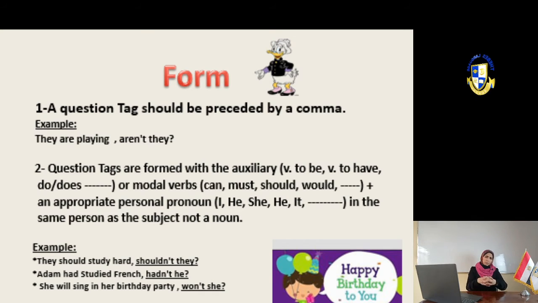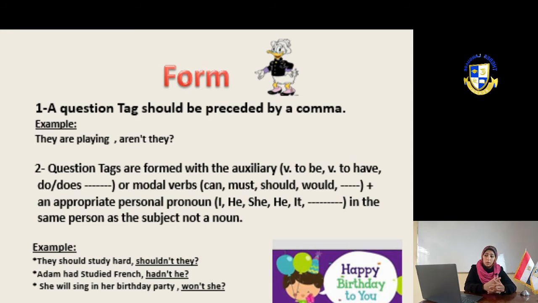What is this? Okay, I'm gonna tell you. The helping verb I use in the first statement, the same verb I'm going to use in the question tag. So if the verb, for example, is, the question tag will be isn't. Aren't, the question tag will be are. If I use can, I put can. If I use must, I put must. You must put the same verb from the first statement in the question tag.